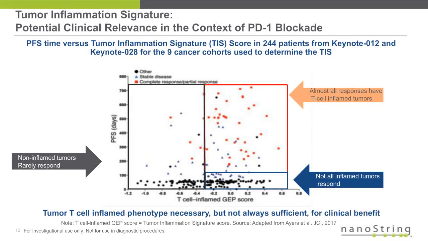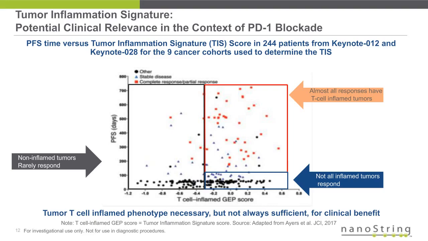So I want to start off by showing you just one example of how the tumor inflammation signature can be used to identify patients who may be good candidates for PD-1 checkpoint blockade. This is a figure from the Ayers paper where we're looking across many different tumor types to understand how clinical responses, and in this case it's progression-free survival, correlates with the tumor inflammation signature.